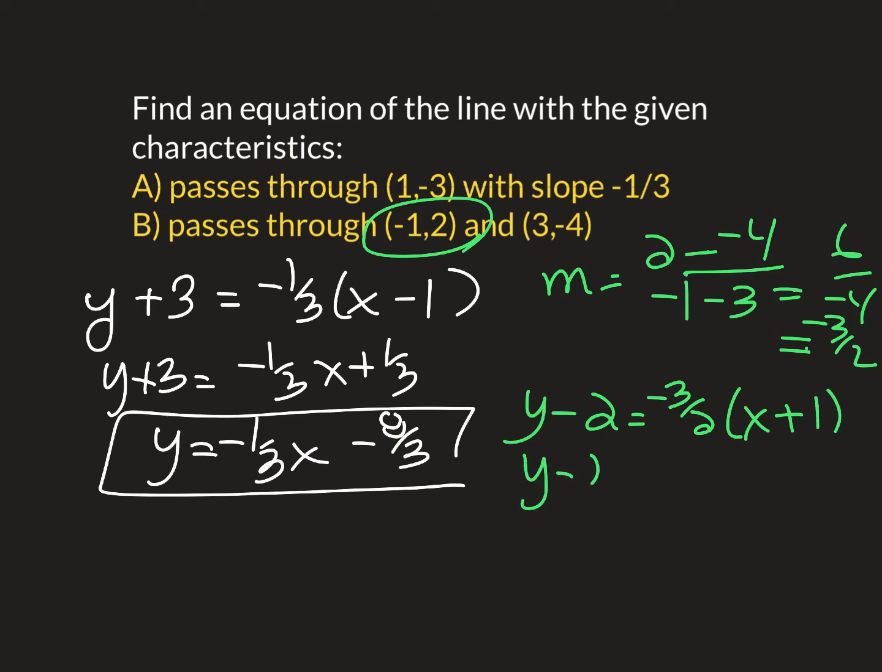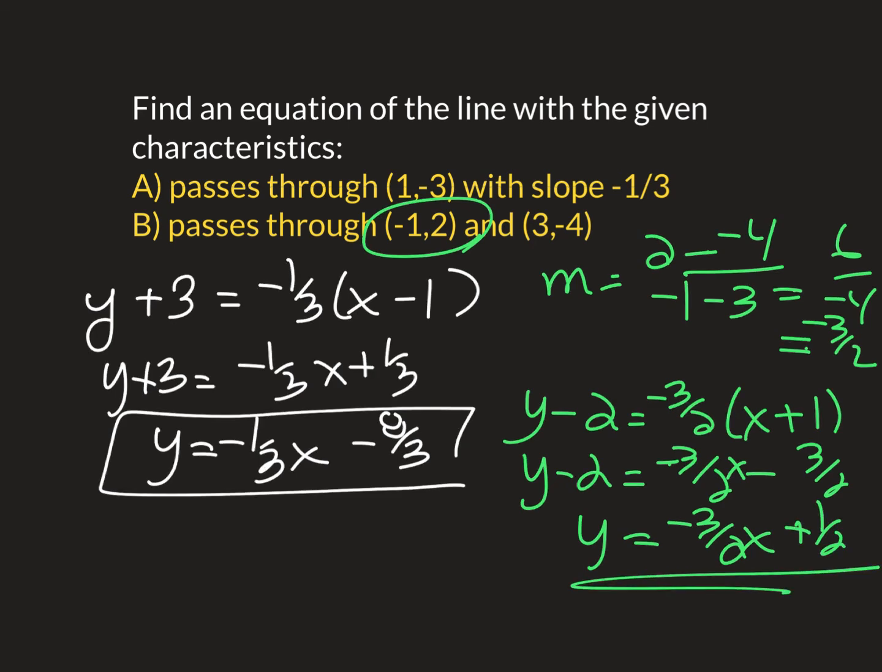All right, so I'm going to multiply through by the negative 3/2. My negative sign is not showing it very well. That's an x. And move the 2 over. Now 2 is really 4/2. So if I bring positive 4/2, not the negative 3/2, that gives me positive 1/2. And there's the equation. That's part B.